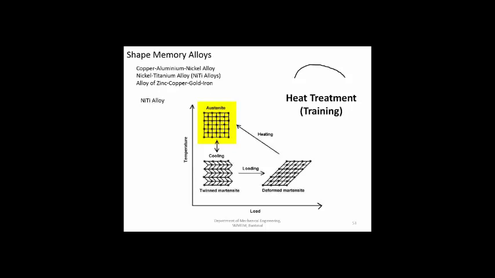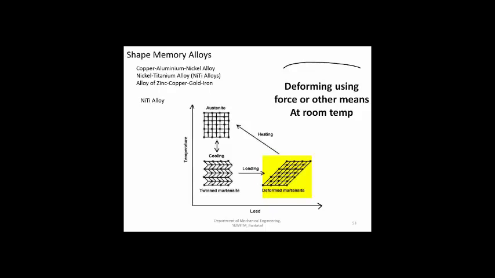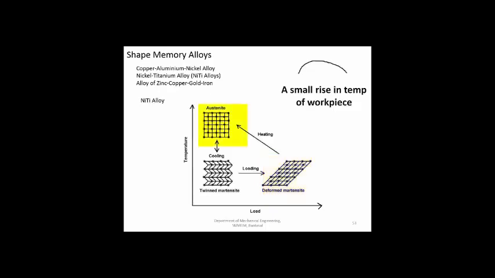And when you are cooling it down, it will remember that particular shape. Now, if you give some kind of deformation to it, it will remain in the deformed position. But if you give it a small temperature, then it will take up its initial position. That is the basic principle of the shape memory alloy.